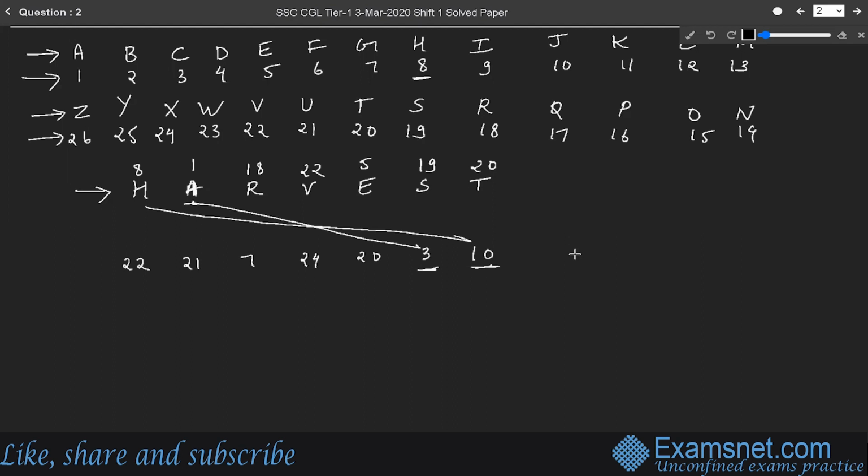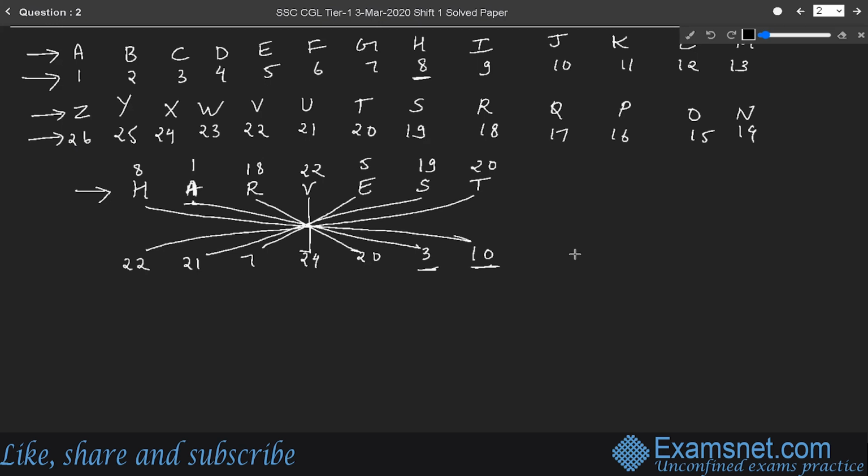Similarly, 18 plus 2 is 20. So it will be matched here. The next, 22 plus 2 will be 24. Next is 5. 5 plus 2 is 7. Then next is 19. 19 plus 2 is 21. And at last, the positional value of T is 20. 20 plus 2 is 22. So it will be matched here.